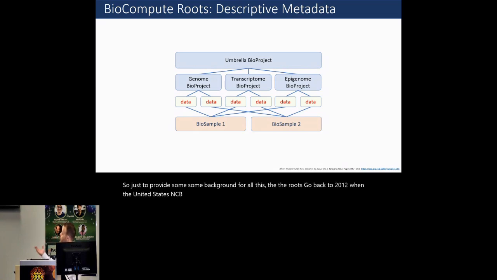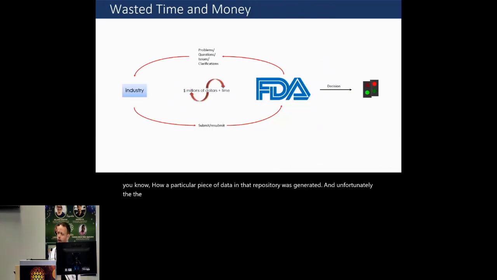So just to provide some background for all this, the roots go back to 2012 when the United States NCBI was discussing how to coordinate all of this different but very related data into what would ultimately become known as the BIO project, which is the data model you see here. And so during all those discussions, it was proposed, wouldn't it also be neat if we could have some sort of computable framework for the metadata, so you could understand how a particular piece of data in that repository was generated. And unfortunately, the idea was still a little bit nebulous at the time, and so it did not make it into BIO project.